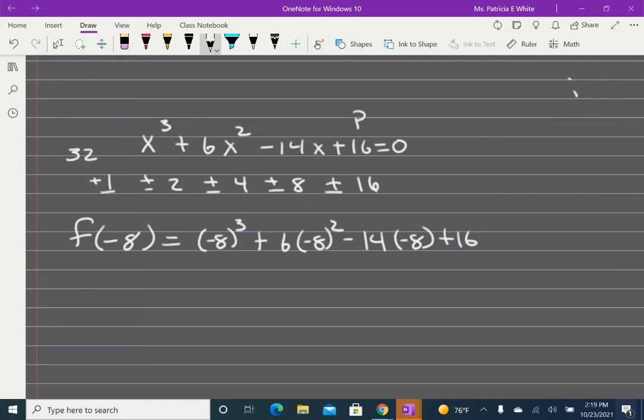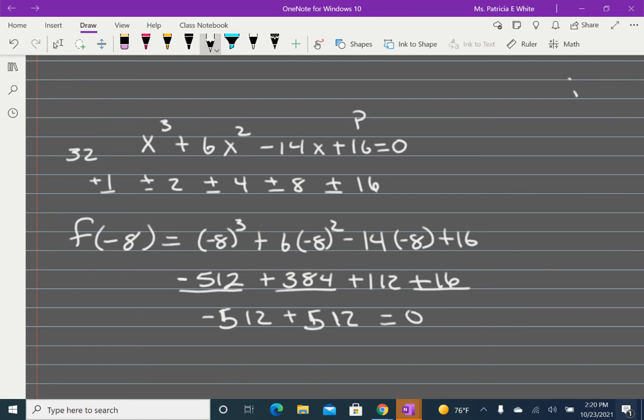All right, so 8 to the third power is 512. And because it's negative, it's going to be a negative 512. 6 times 64 is 384. That's going to be a positive. A negative 14 times a negative 8 is going to be a positive 112 plus 16. I've got a negative 512. 16 and 384 is going to give me 400, plus 112 is going to give me a positive 512. So I got a negative 512 and a positive 512. So it equals 0. So yes, negative 8 is part of my solution.